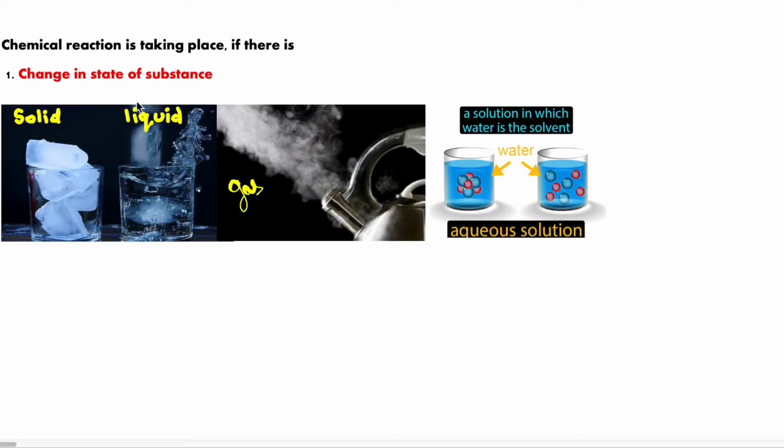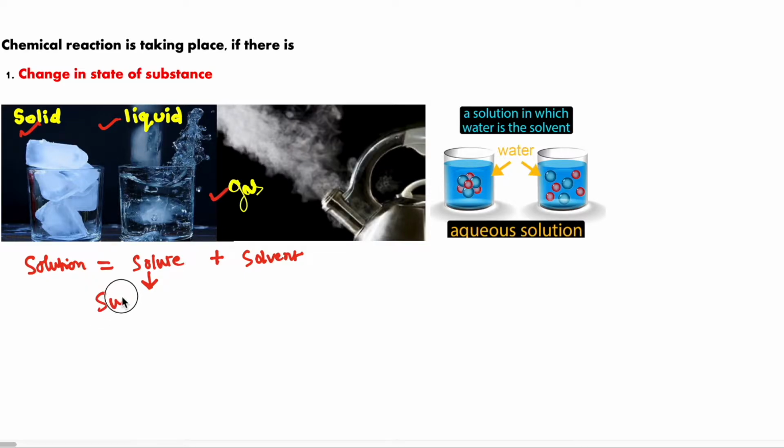Children, in class 9 chapter 1, Matter in Our Surroundings, we had studied that solid, liquid and gas are different physical states of matter. And in chapter 2, Is Matter Around Us Pure, we learned that any solution is prepared by mixing solute and solvent.